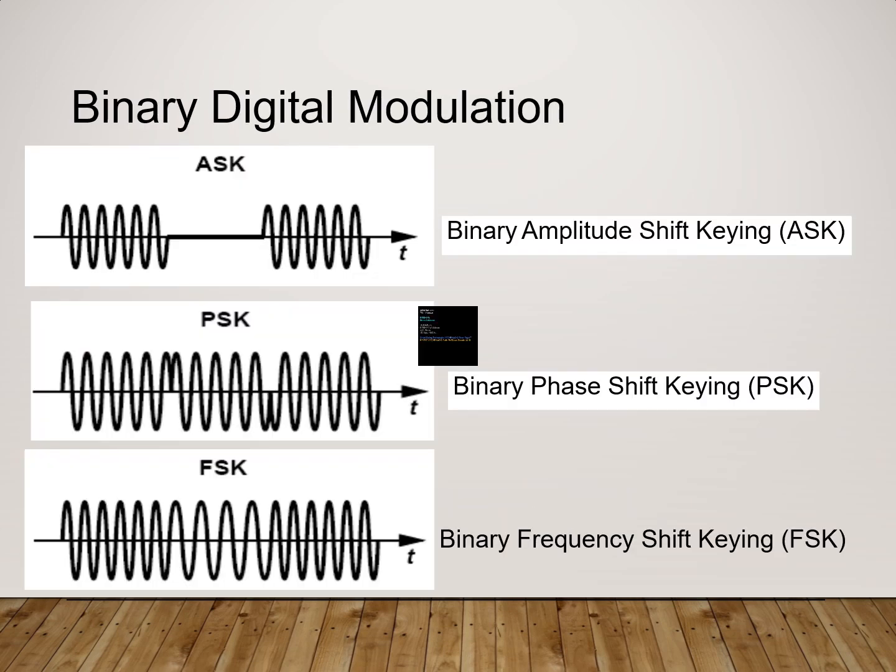We have three types of modulation in digital modulation as well as in analog modulation. We have amplitude shift keying, ASK, phase shift keying, PSK, and frequency shift keying.